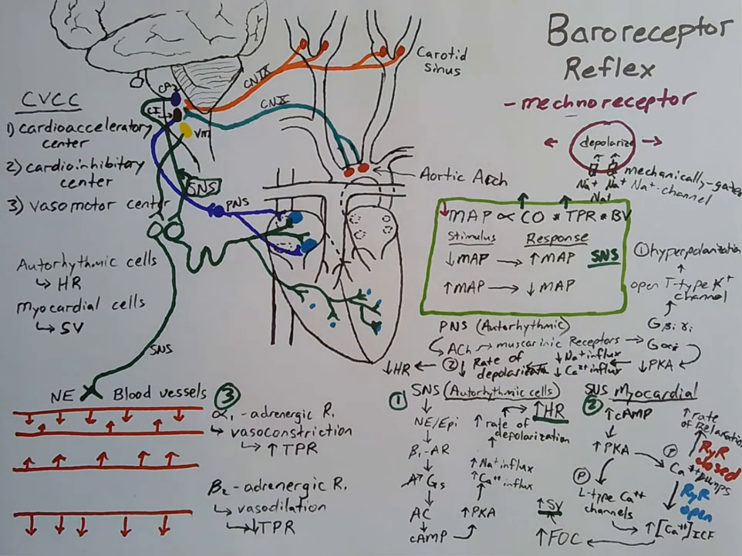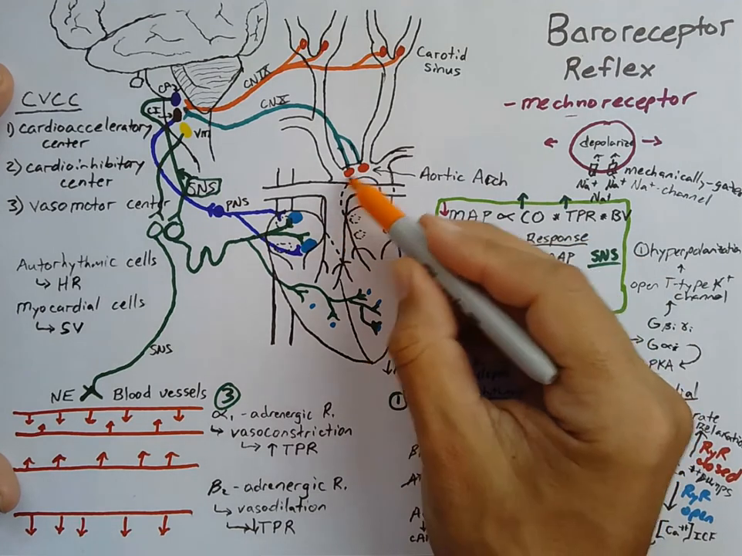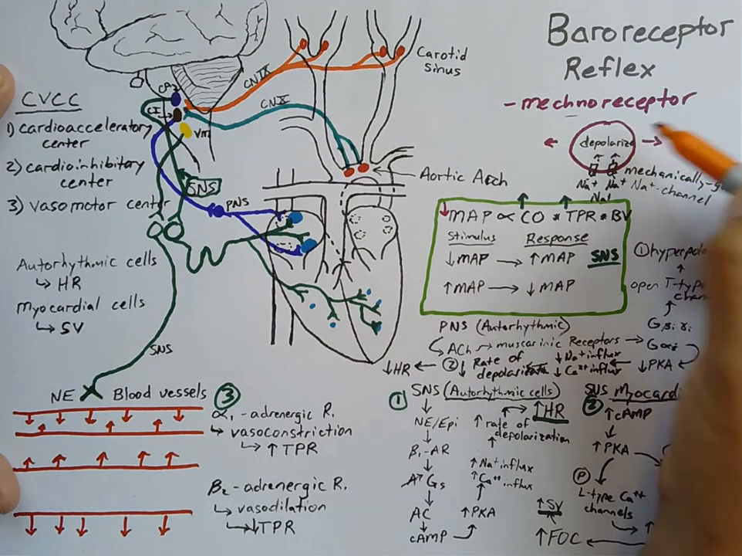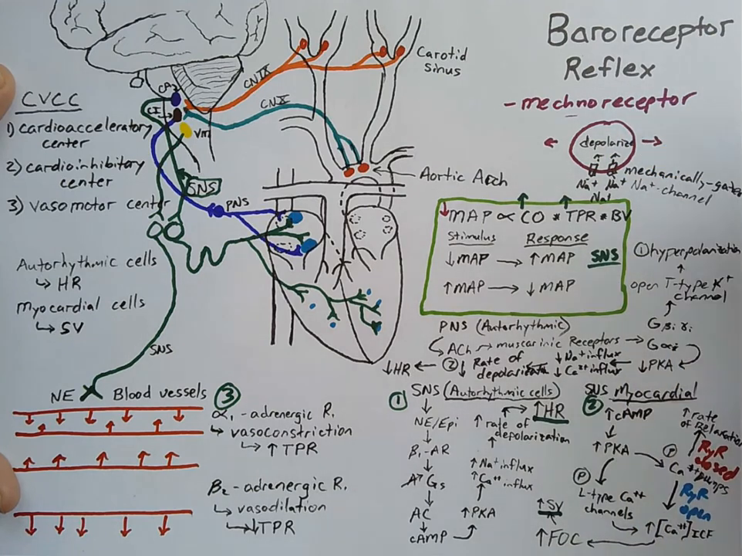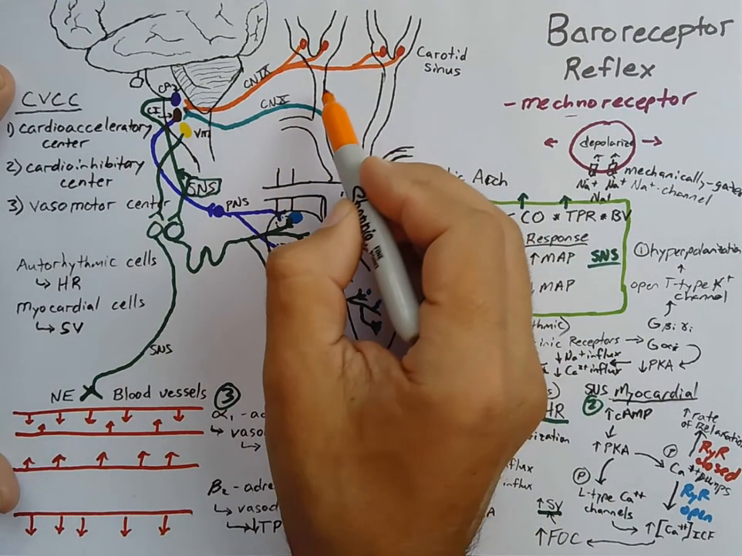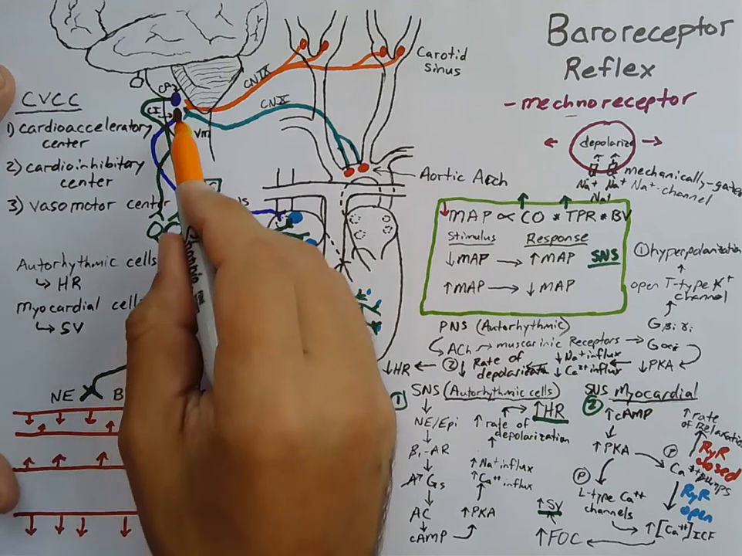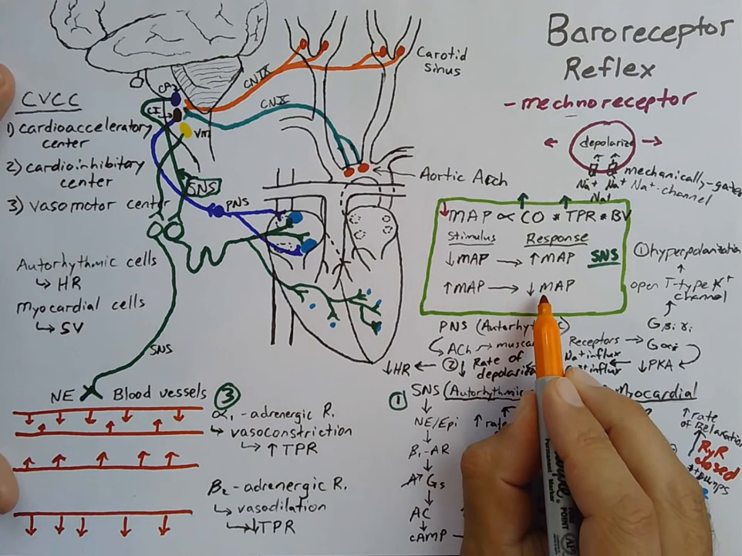What about if mean arterial blood pressure gets too high? Right? If mean arterial blood pressure gets too high, this will work. If mean arterial blood pressure gets too high, then the amount of blood pressure in the aortic arch and in the carotid sinus increases, which now stretches the mechanoreceptor so that sodium leaks in faster, depolarizing the baroreceptors faster, sending more action potentials through the vagus nerve, through the glossopharyngeal nerve, to the CVCC. Within the CVCC, what do we want to do? Well, we want to decrease the mean arterial blood pressure.